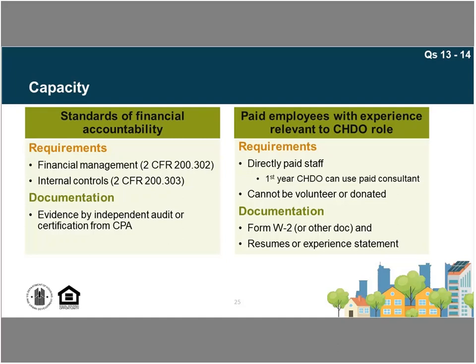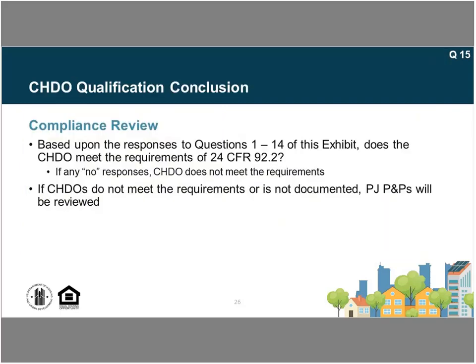That documentation should be in the file along with resumes or experience statements on the staff to show that they have the experience to do the kind of activity that the CHDO is going to do. Once all those things have been reviewed, then HUD comes to the overarching question of, has the CHDO met all of the requirements of 92.2? And so this we call the compliance review. Once all the details have been reviewed, does the CHDO meet those requirements?